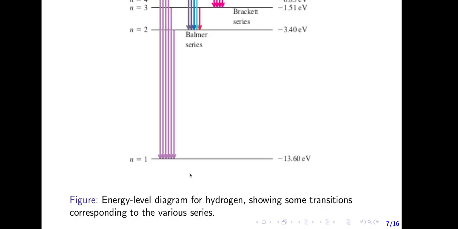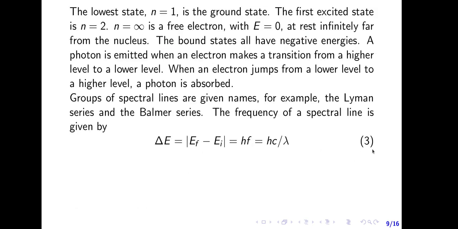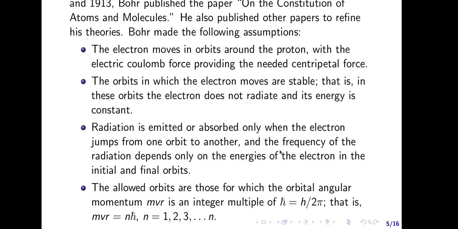Again, this gives rise to equation 3, that the energy emitted when an electron jumps from one level to another is given by this. So it's related to the frequency. h is Planck's constant, f is frequency, and lambda is wavelength. So that interpretation gives rise to equation 3.